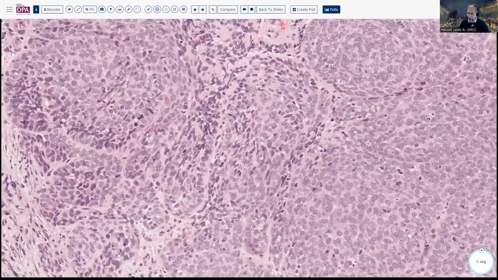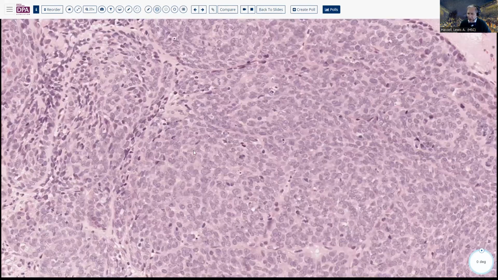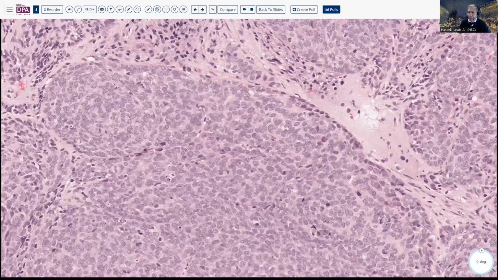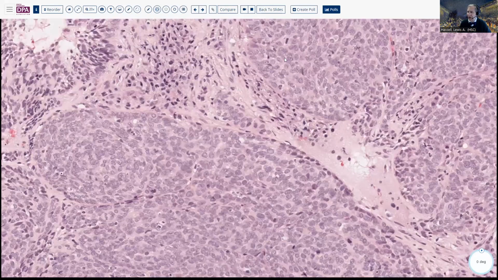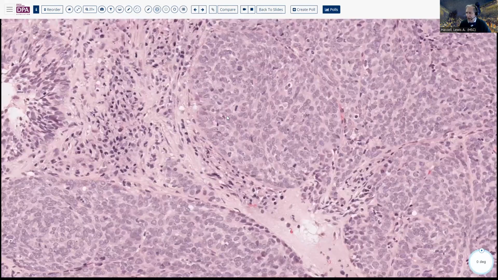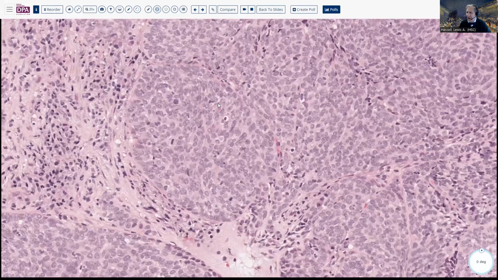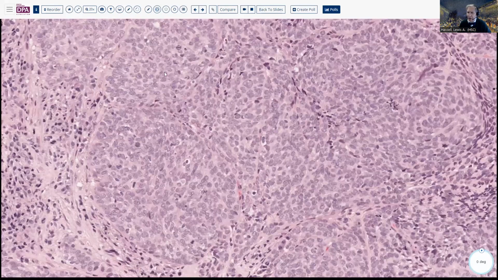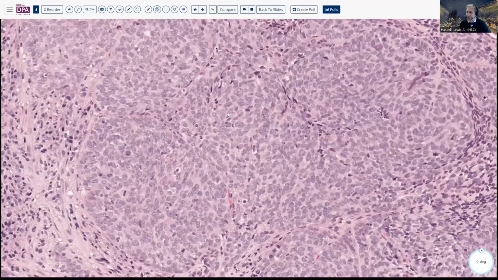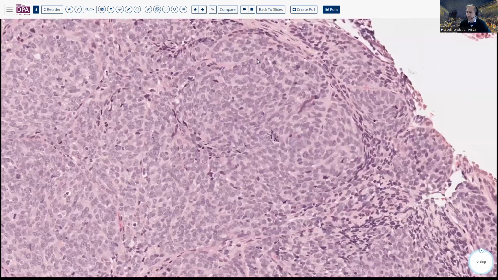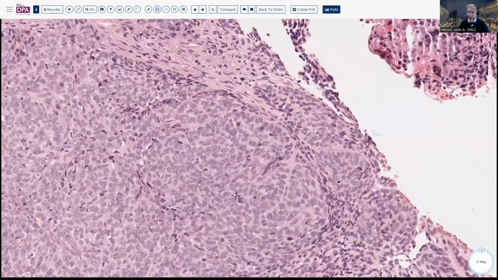Notice we also have quite a brisk mitotic rate here. There's a number of mitoses that can be seen. Some of them are kind of atypical looking, dyskaryotic. And also we have a very uniform cytology, no evidence of keratinization, no prominent nucleoli, and very evenly distributed chromatin. Here again is the peripheral palisaded pattern in this lesion.